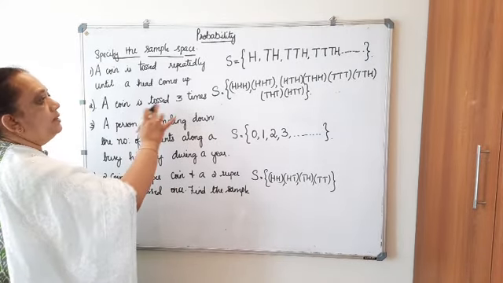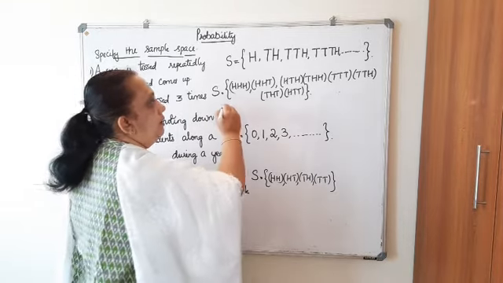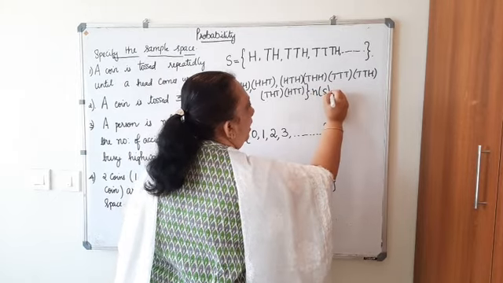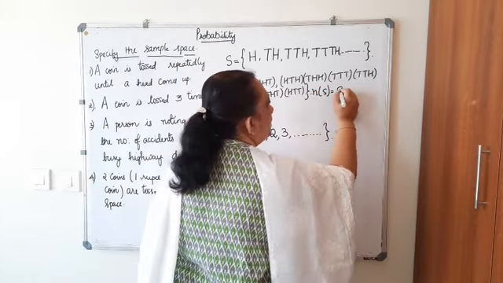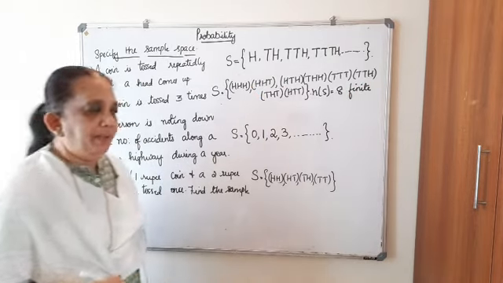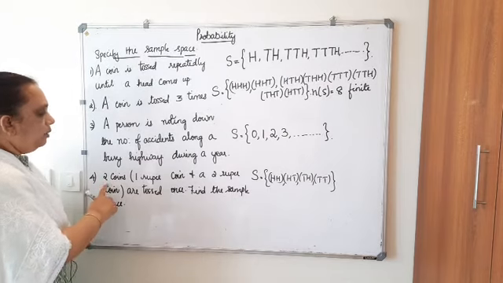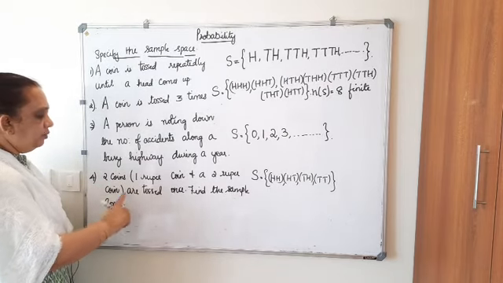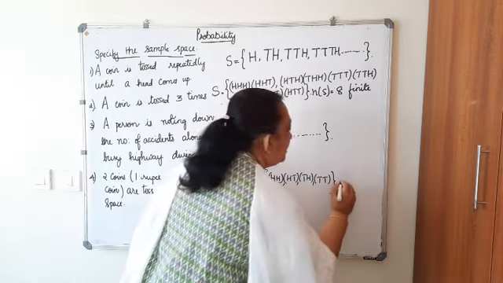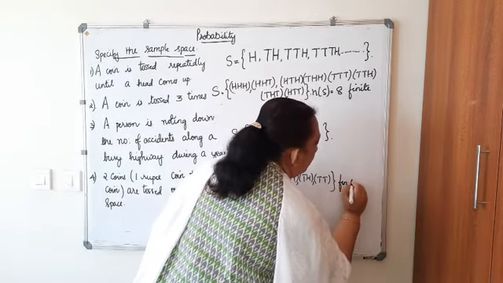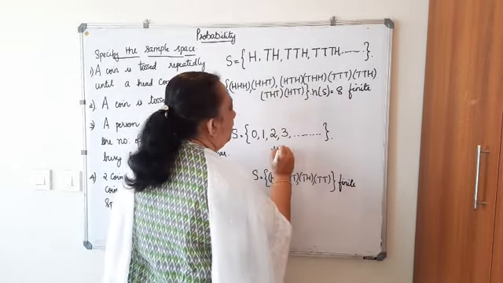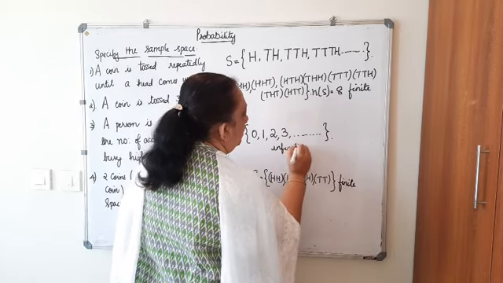A coin is tossed 3 times. These are the outcomes. Number of elements in the sample space is equal to 8. So this means it is a finite set. It is a finite sample space. Similarly, the last one: 2 coins, a 1 rupee coin and a 2 rupee coin are tossed once. Find the sample space. This is also a finite sample space. Whereas the first and the third are infinite sample spaces.